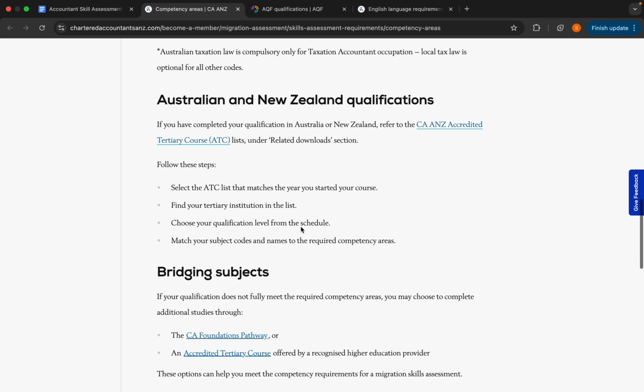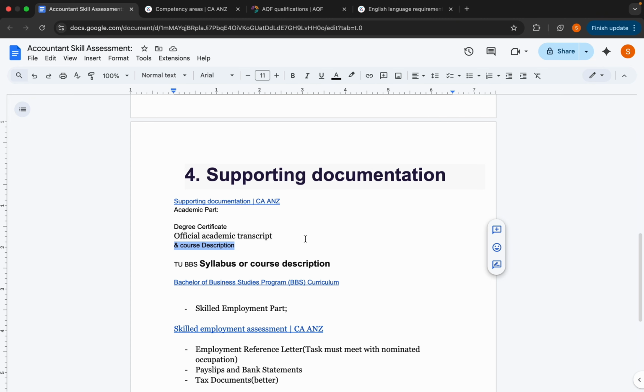Also, one of the important things, when you study your bachelor's or master's in Australia, if you go to the college or university website, you can see there if CAANZ or CPA or IPA recognize your degree or not. If it's recognized, then you don't need to provide the course description.